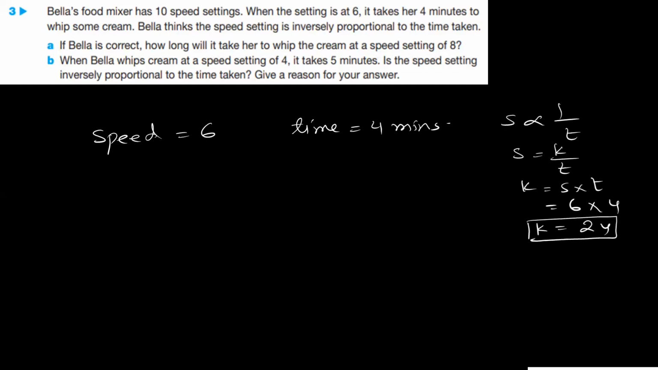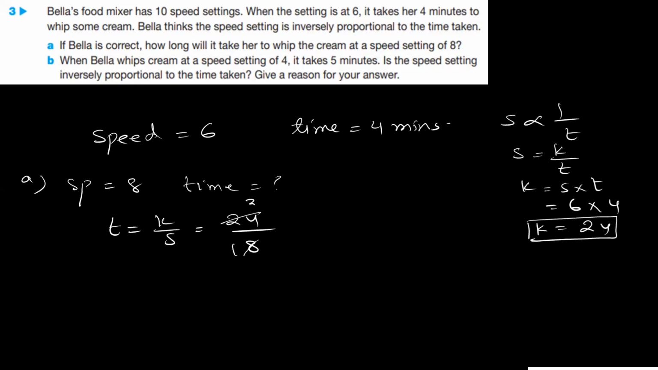Now we check question A. What do they say? If Bella is correct, how long will it take her to whip the cream at the speed setting of 8? Part A says speed is equal to 8. T is equal to K upon S, which means 24 upon 8. 8 times 1 is 8, 8 times 3 is 24. It means it takes 3 minutes. At the speed setting of 8, the mixer takes 3 minutes to whip that same cream.